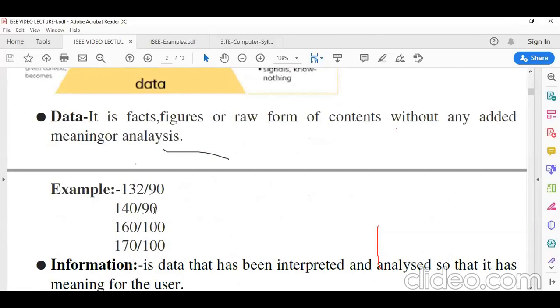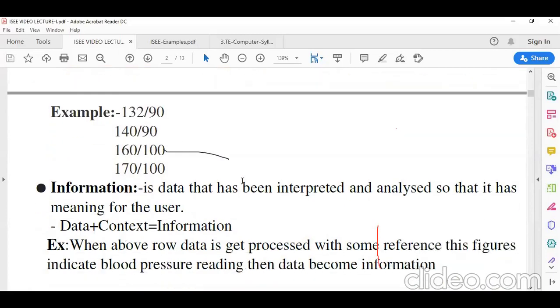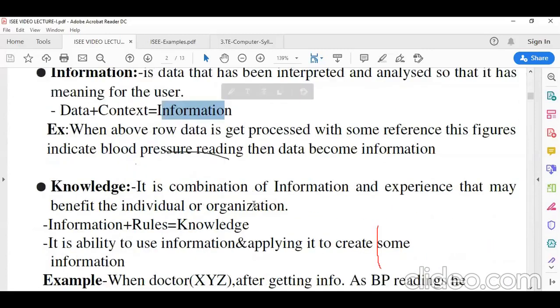You must keep these examples in your mind in the future also. Even after you complete the degree, this concept must be with you: what exactly is the difference between data, information and knowledge. So let me repeat it once again. Data is the fact, figure, the raw form of contents without any added meaning or analysis. When you add some context, some meaning to that, here I have written data plus context, then it becomes information.